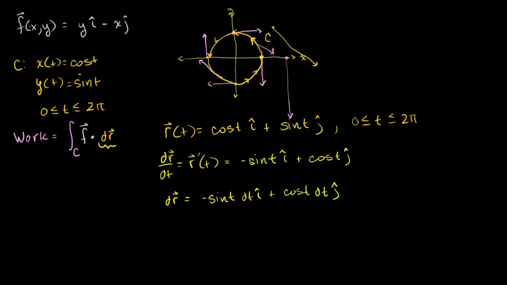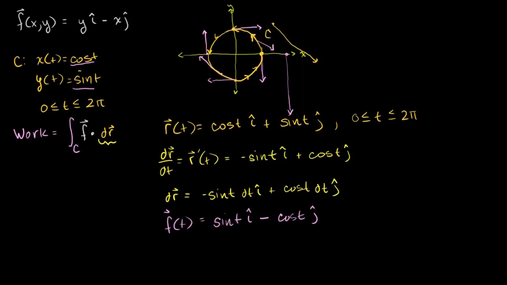So let's do that. So this guy right here, if I were to write it as a function of t, this is going to be equal to y of t, right? Y is a function of t. So it's sine of t times i, plus, or actually minus x of t. X is a function of t. So minus cosine of t times j. And now all of it seems a little bit more straightforward.